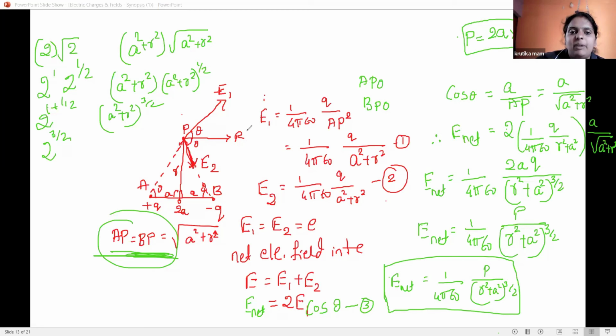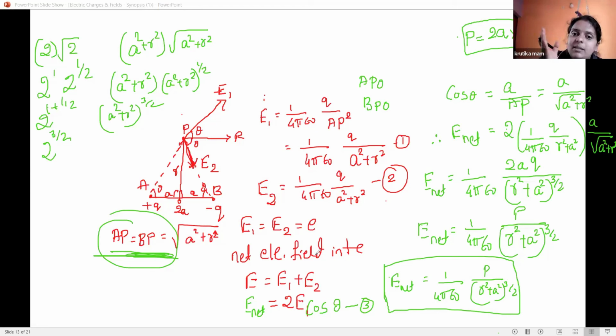AP value and BP value come from the Pythagoras theorem. E1 is equal to 1 upon 4 pi epsilon naught Q divided by AP square. AP square value from the Pythagoras theorem, from the figure, we have calculated, is a square plus r square. Next, E2 is equal to 1 upon 4 pi epsilon naught Q divided by a square plus r square. This is our equation 2. The net electric field intensity is given by what? E1 plus E2. Earlier, since it was along the axis, it was E1 plus E2, but the two were in opposite directions.